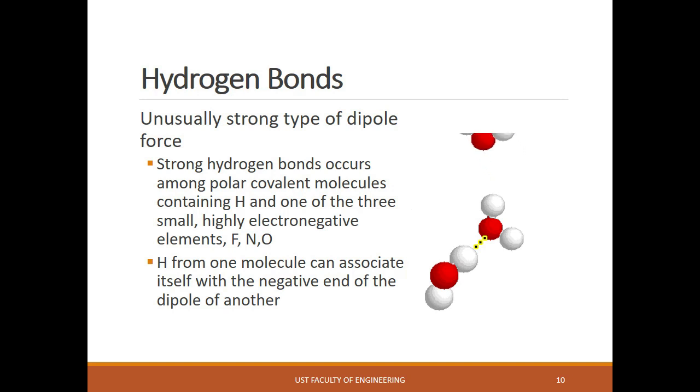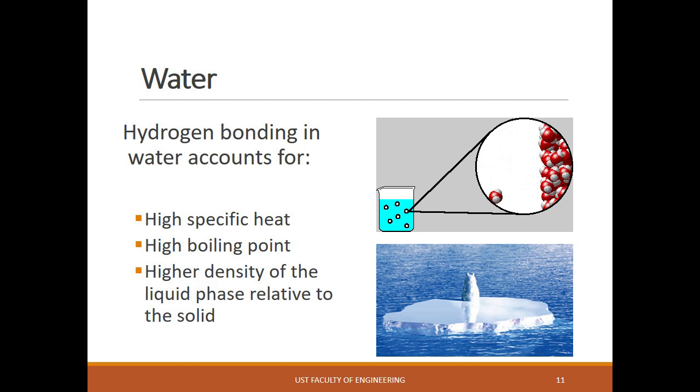1. The electronegativity difference is higher between hydrogen and nitrogen, oxygen, or fluorine. Thus, they are highly polarized. And 2. The hydrogen atoms are very small, that results to higher force of attraction. Because of the hydrogen bonding between water molecules, water has high specific heat, high boiling point, and higher density with it.